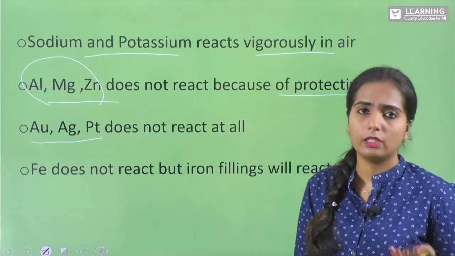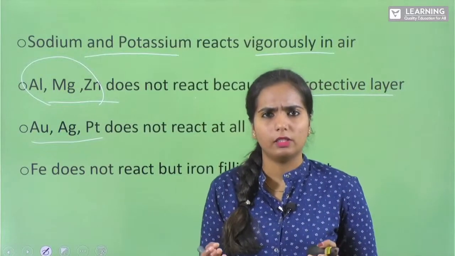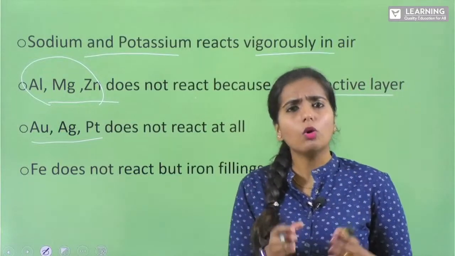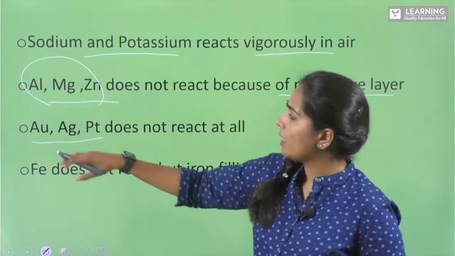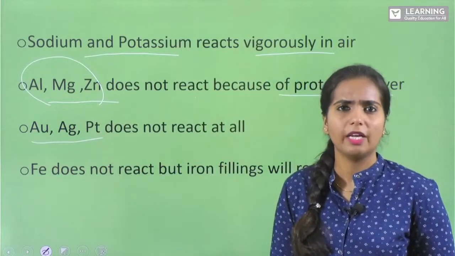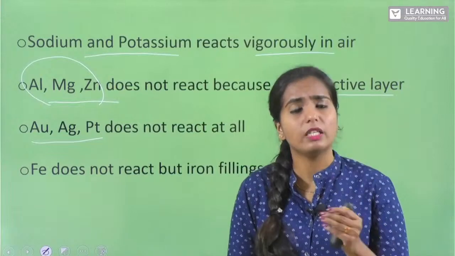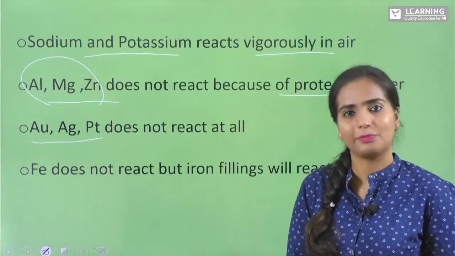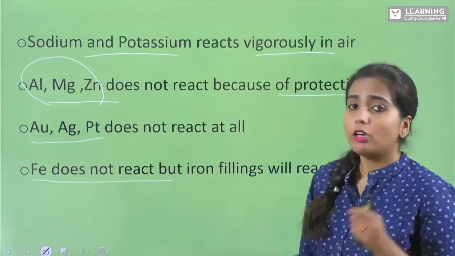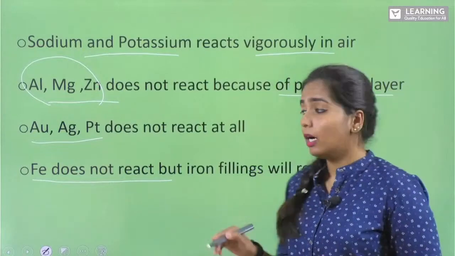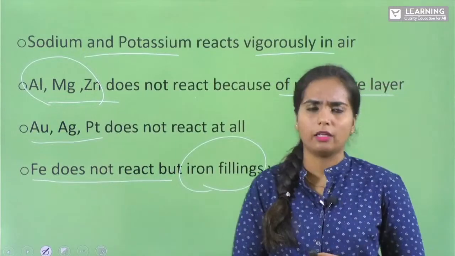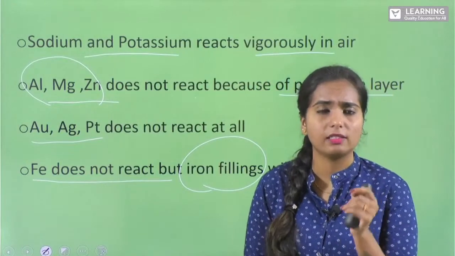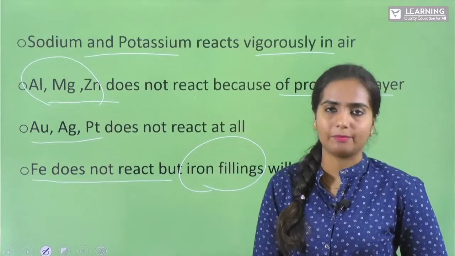When you see our reactivity series, I hope you remember what the reactivity series is. Never mind, if you don't remember, we will learn about it in today's class also. So when you see the reactivity series, you can see where gold and silver are placed, right? They are very, very low in reactivity, so they will not be reacting with air at all. Then Fe does not react. Usually our iron does not react, but iron filings will be reacting. The small iron filings that we use will be reacting with air, but Fe as such will not be reacting with air.